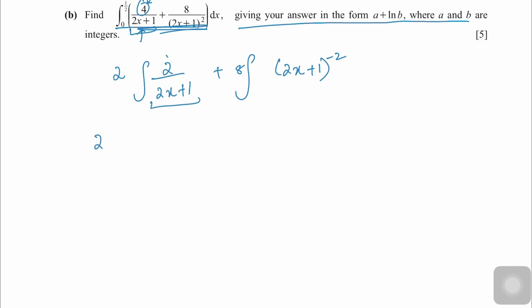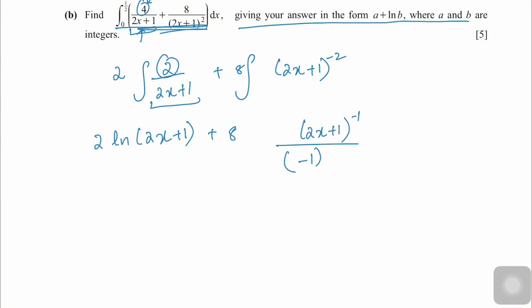This is our function and this is our differentiation. So this would be ln of 2x plus 1. We have our 8 outside, and the power would be added over here. So this would be (2x plus 1) to the power negative 1. This would be negative 1 over here, and the differentiation of this would come in the denominator. So this would be 2 ln(2x plus 1) minus 4 over (2x plus 1) in the denominator.